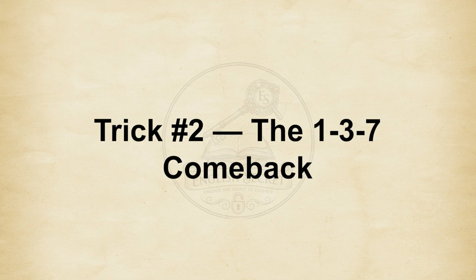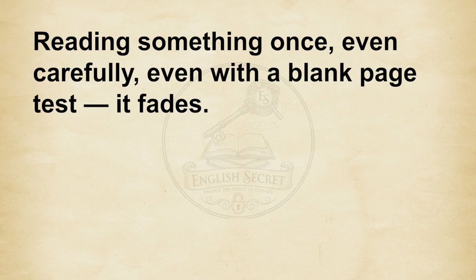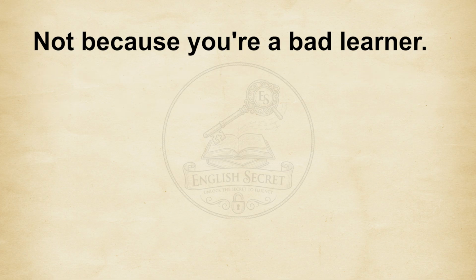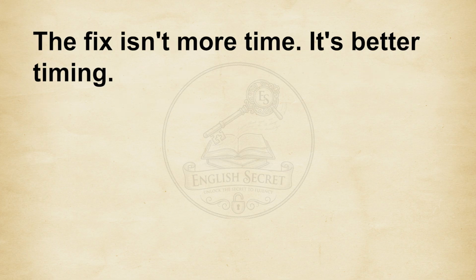Trick number 2, the 137 comeback. The problem this solves is the forgetting curve we talked about earlier. Reading something once, even carefully, even with a blank page test, it fades. Not because you're a bad learner, because that's what memory does. The fix isn't more time, it's better timing.